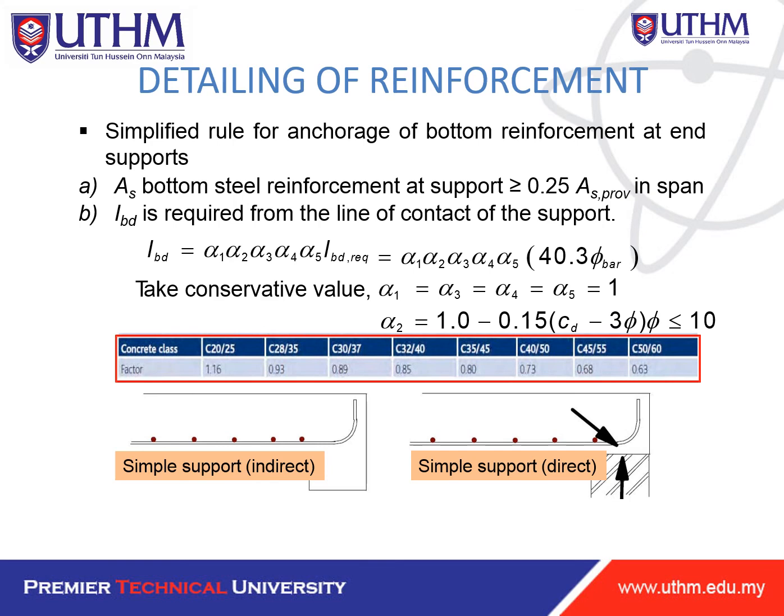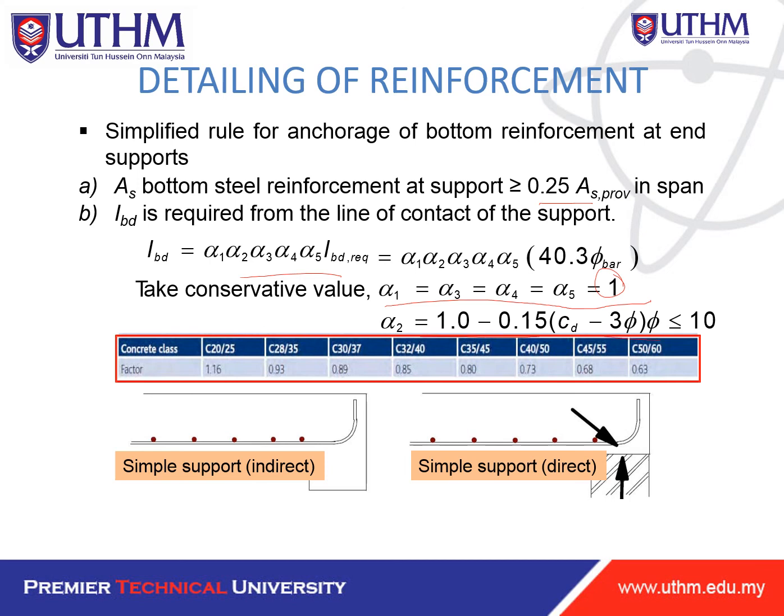We proceed with the simple rules for anchorage of bottom reinforcement at the end of the support. Okay, so we have the simply supported beam with indirect support and then with direct support. Okay, so As bottom steel reinforcement at support is greater than 0.25 As provided in the span, and lbd is required from the line of contact of the support. So this is the equation. You can take the conservative value of alpha equal to 1, or alpha 2 is equal to this equation.